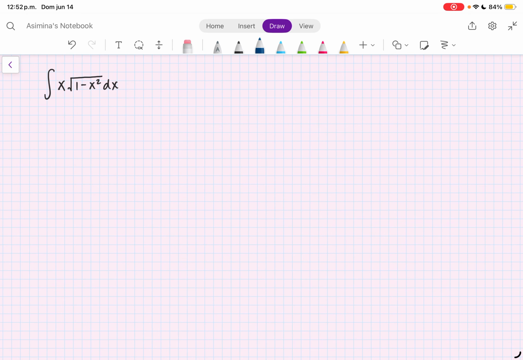So first, let's see if we can use u-substitution. Well, if we do a u-substitution, what would we choose u to be? There's really not that many options. I can let x equal u, but that doesn't really help me. I can let x squared equal u, but that also isn't super helpful. But I can let u equal 1 minus x squared. Now, why is that a good first guess?